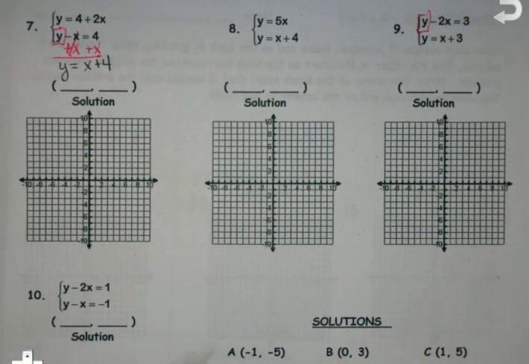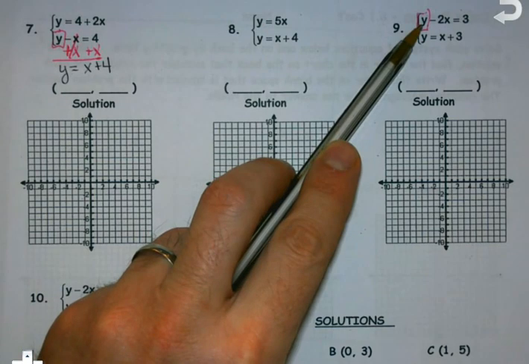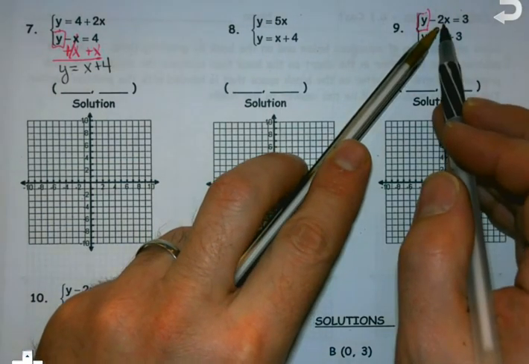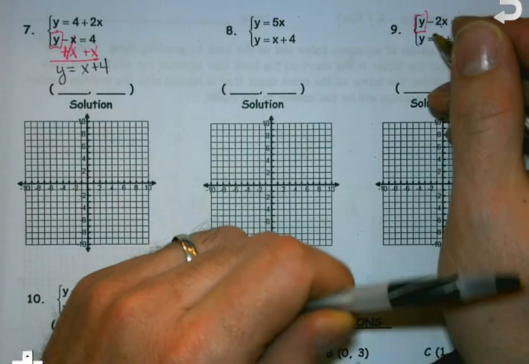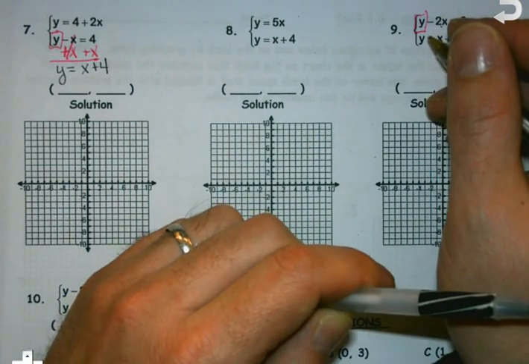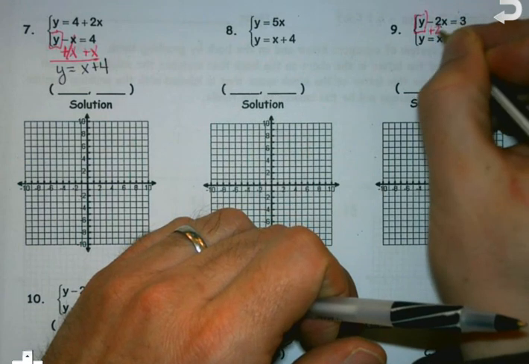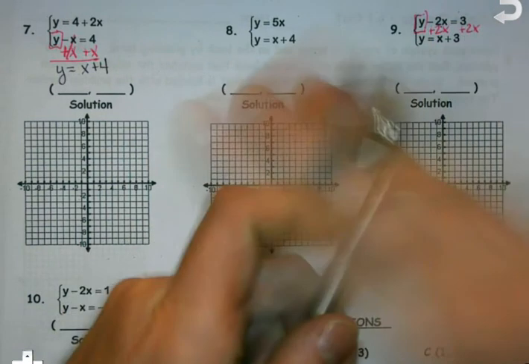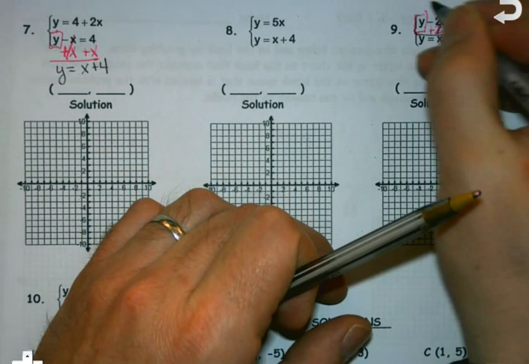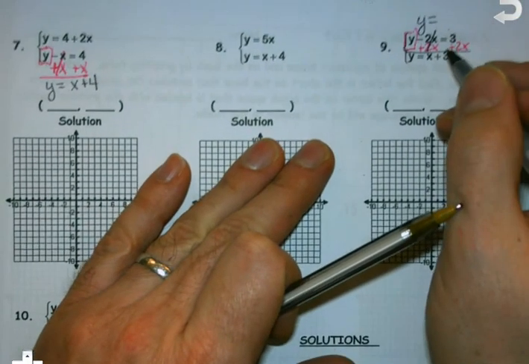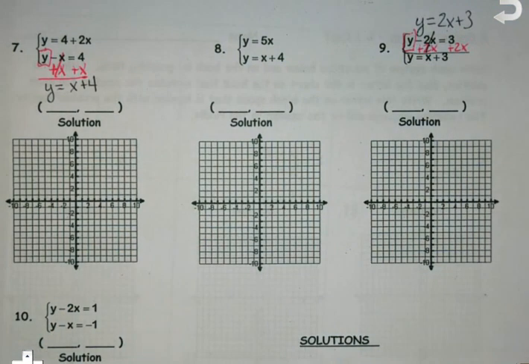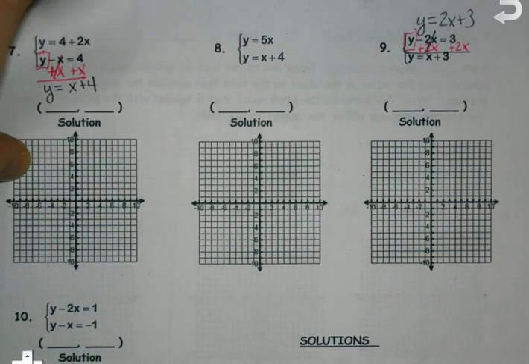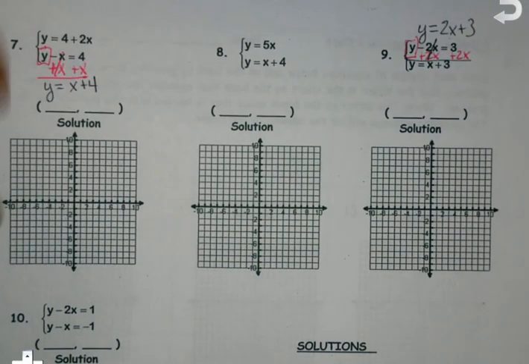Number 9, the top one's not quite ready. How do I get that -2x out of there? What's the opposite going to be? Okay, so we're going to plus the 2x to each side. This one becomes Y equals 2x plus 3. And then I can graph that. Okay, but they have to be in Y equals form. There's one more like that. Number 10's a doozy on this one. And then we'll have these ready.